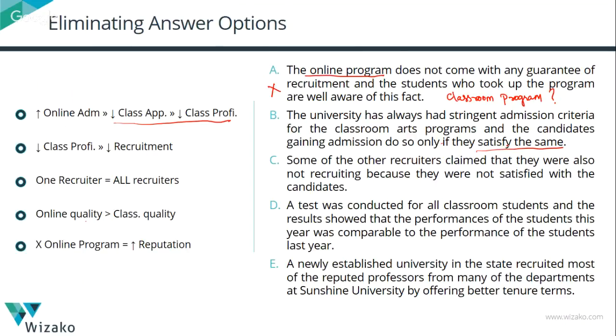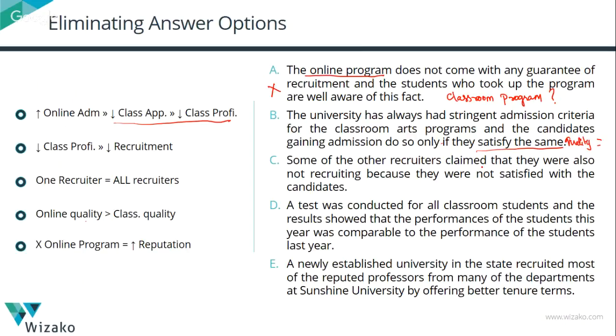The classroom students who are coming in today, after these online programs have started, are very likely to be of the same level as the ones who were taken in by the university a few years ago. So we'll hold on to this answer option because it seems to be implying that the quality of your offline students is remaining the same. So we'll hold on to it, check the other answer options, and then come back to it.